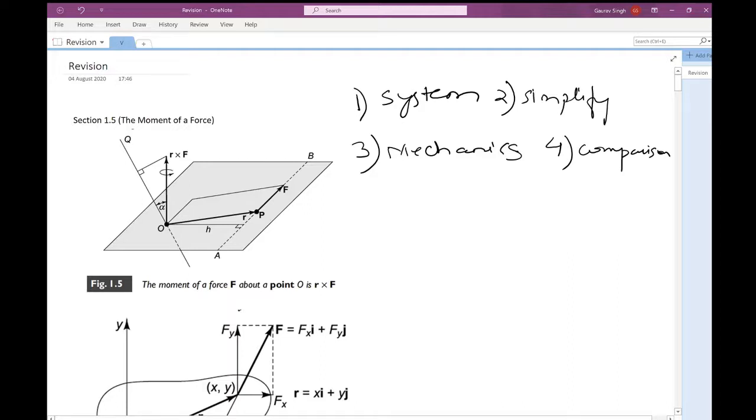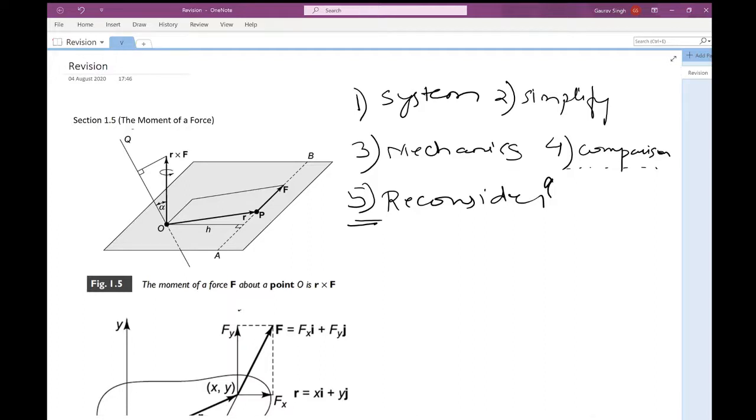And if all those four things are done, you need a fifth step only when you cannot achieve a comparison. So in this case, you must reconsider the steps which are above. This step is only done when your comparison is not favorable. Okay, so we'll see how that happens in a real problem as we go along.